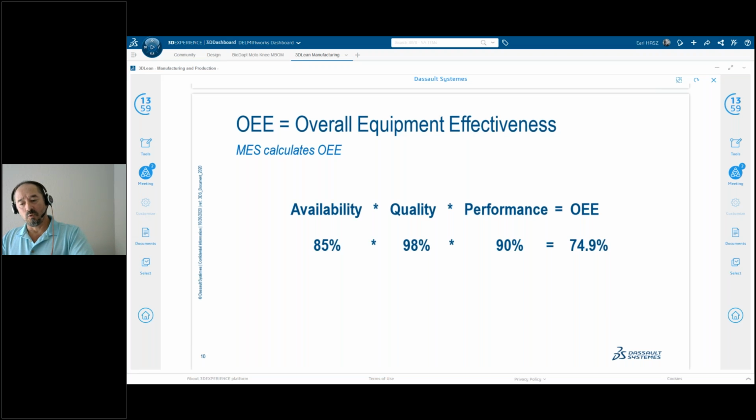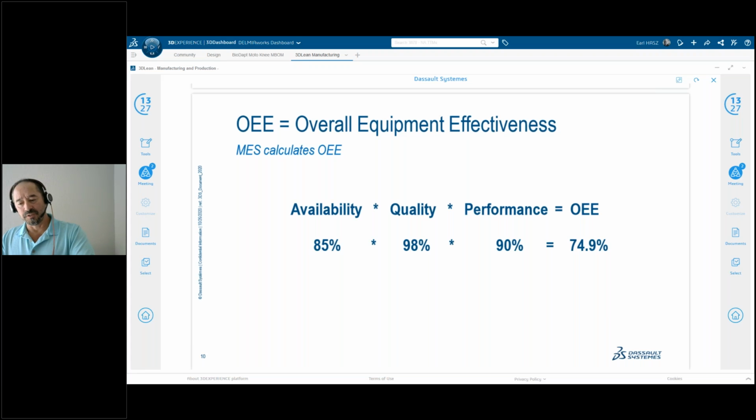An OEE score of 85% is considered world-class performance. In discrete manufacturing, 60% OEE is common, leaving lots of room for improvement. And for companies who do not measure OEE or are just getting started, 40% is normal. So if you're not using MES and your actual OEE is 40% or below, you could literally double your production capacity by adding MES technology.